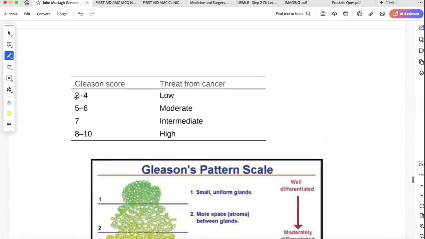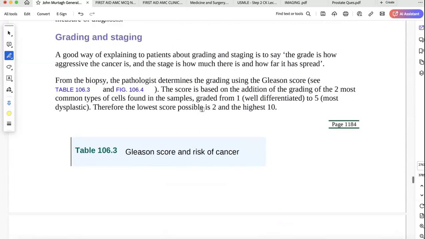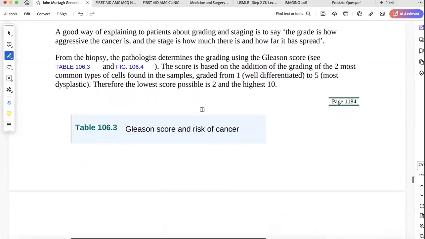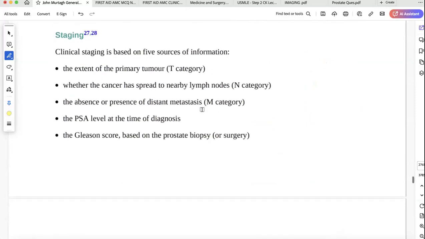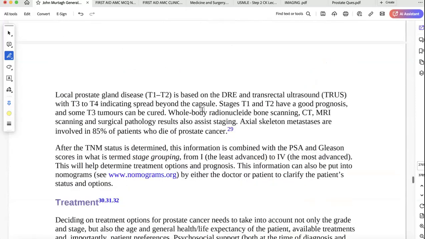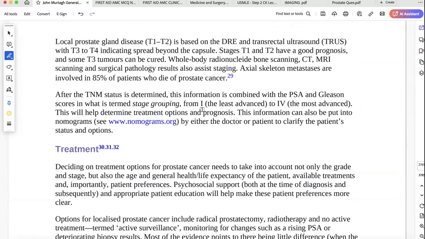The Gleason score depends on the biopsy and tells how aggressive the cancer is. It is scored from 1 to 10. 2 to 4 is low aggressive, 5 to 6 moderately aggressive, 7 intermediate, 8 to 10 highly aggressive. So the Gleason score gives us the aggressiveness, that means how fast this cancer can grow. Based on that, the specialist will decide the best management for this patient. Okay? Is it still fine with everyone? Are you guys understanding me?